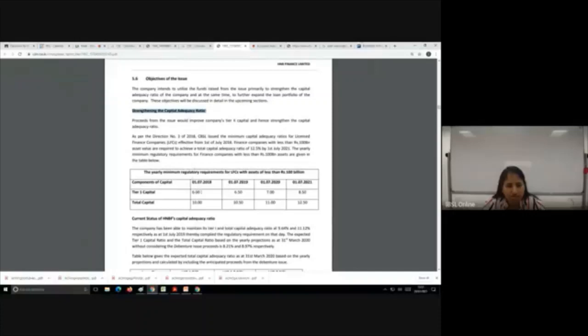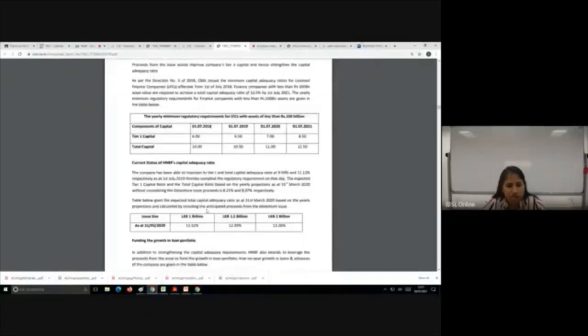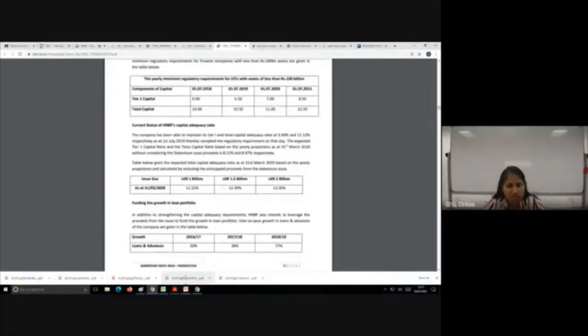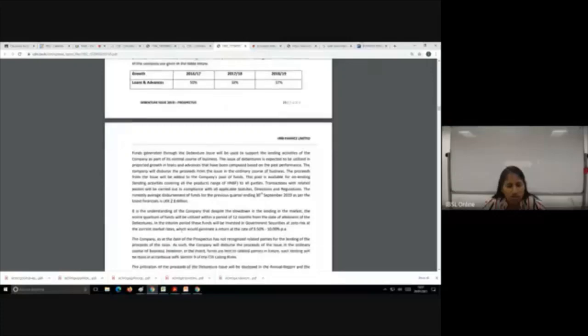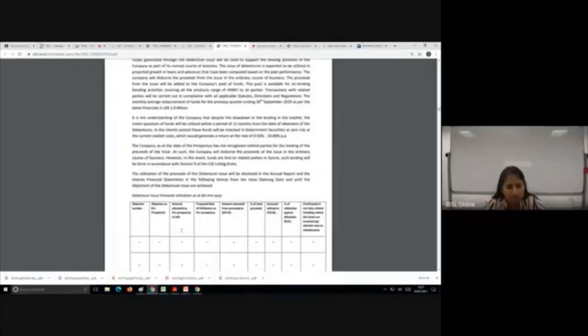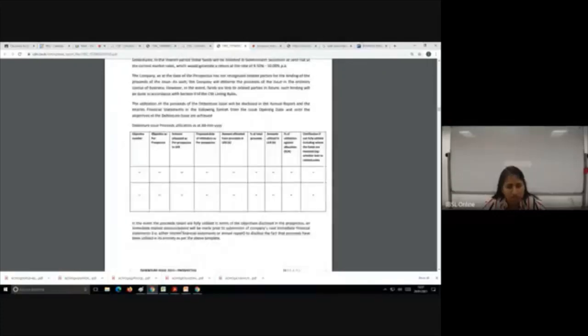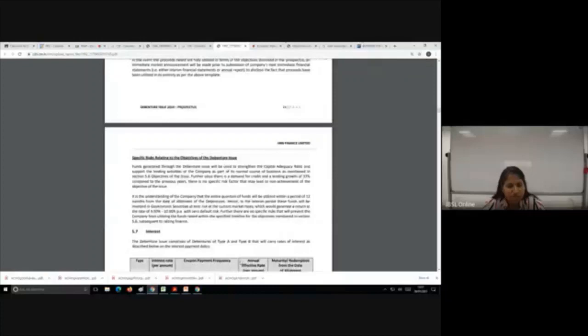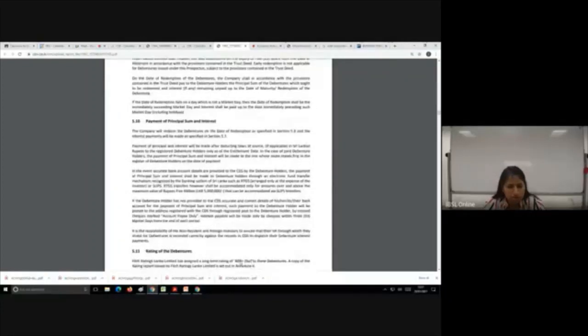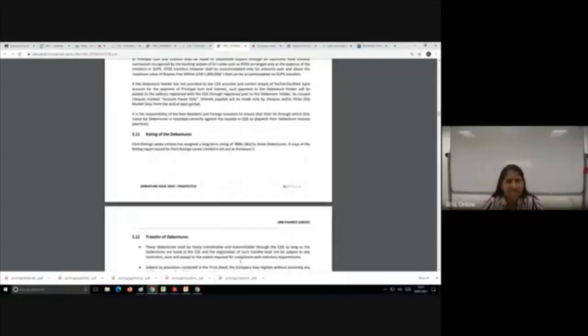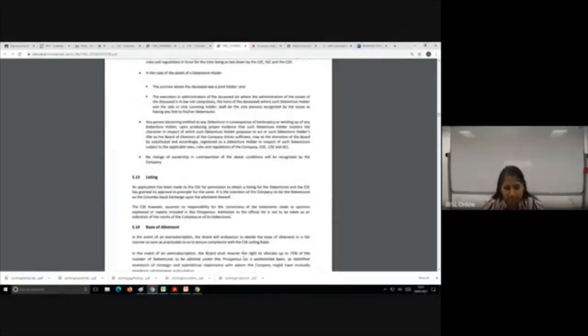What are the regulatory requirements for them? What is the current status for them? And for them to grow their loan book, what are their current growth levels? In what ways are they trying to grow it? And how are they going to utilize the funds? Everything is mentioned here. So there also the analysis is much more detailed.